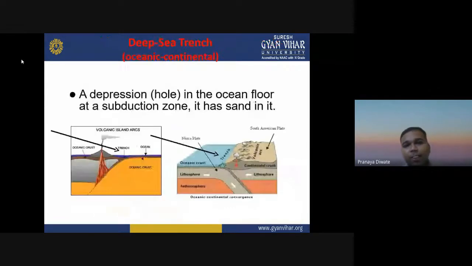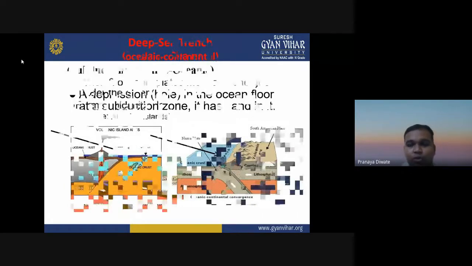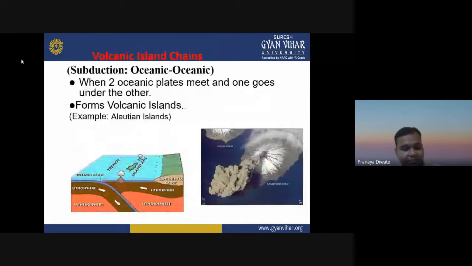Then you have a deep sea trench, a depression in the ocean floor at the subduction zone. Then you have a volcanic island chain. When two oceanic plates meet, one goes under the other. This forms the volcanic island. So we have different kinds of these theories.